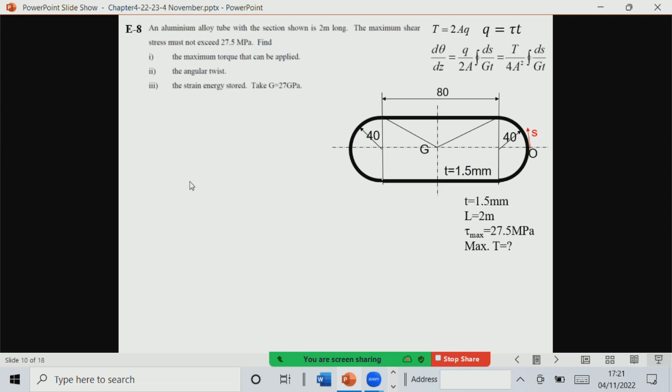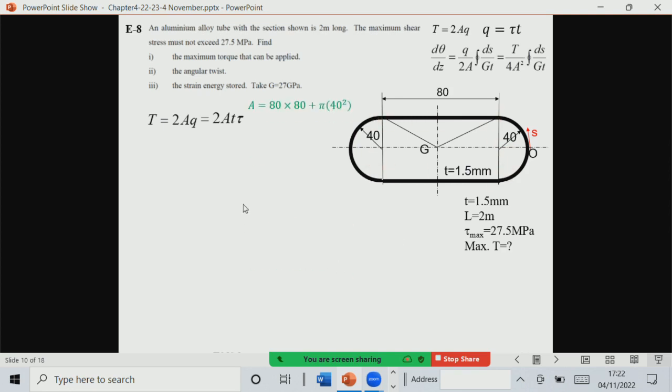So the thickness is uniform, 1.5 millimeters, the length is 2 meters, and the maximum shear stress should remain less than 27.5 megapascals. So that's the equation we have. Now we don't see any sign of shear stress, so we have to use this equation to change Q to shear stress. So 2A multiplied by t gives us this relation. Now the thickness is uniform. So in that case, I can say the maximum shear stress is 27.5 megapascals. A is this area, which has two half circles, so it makes a full circle, and a rectangle.